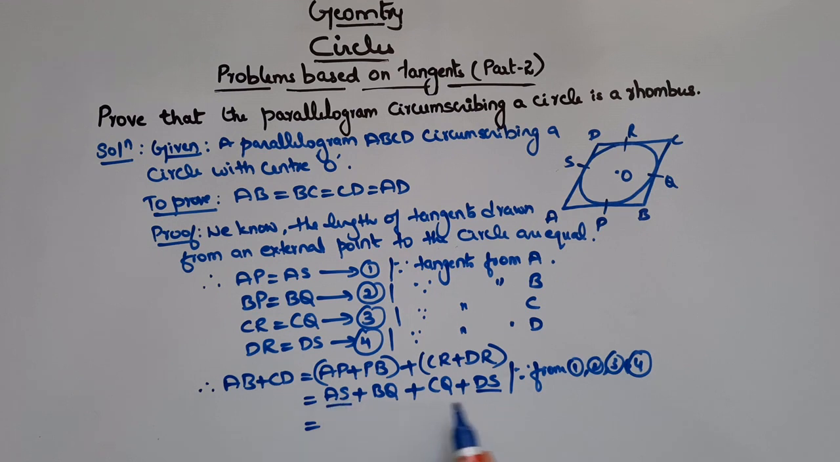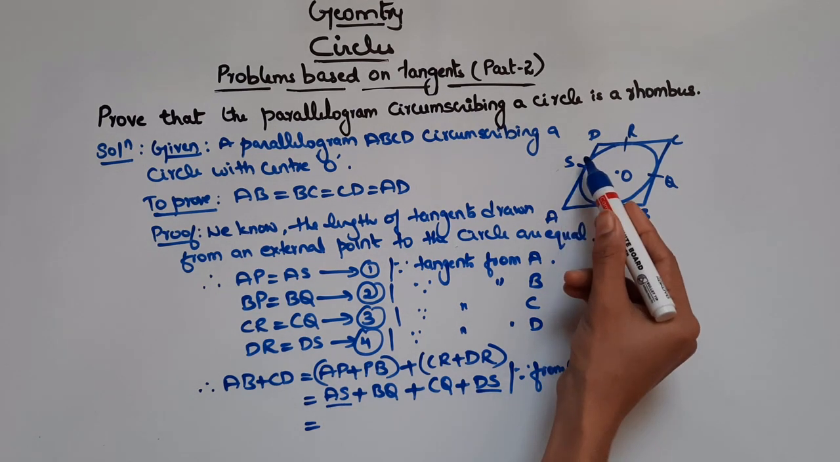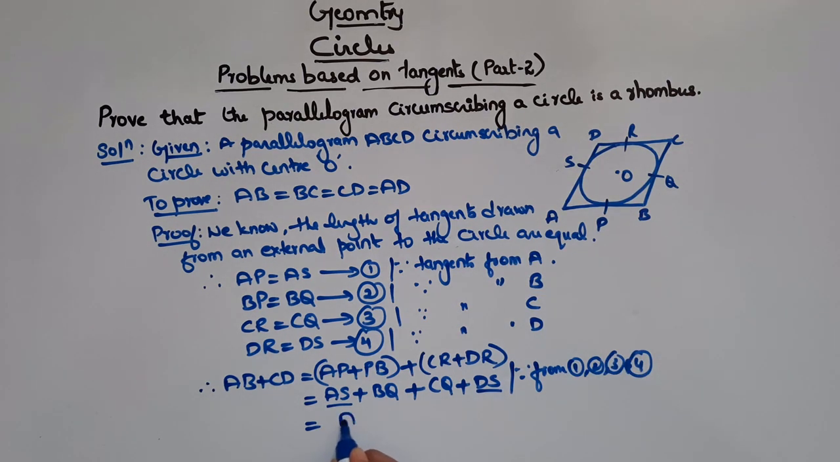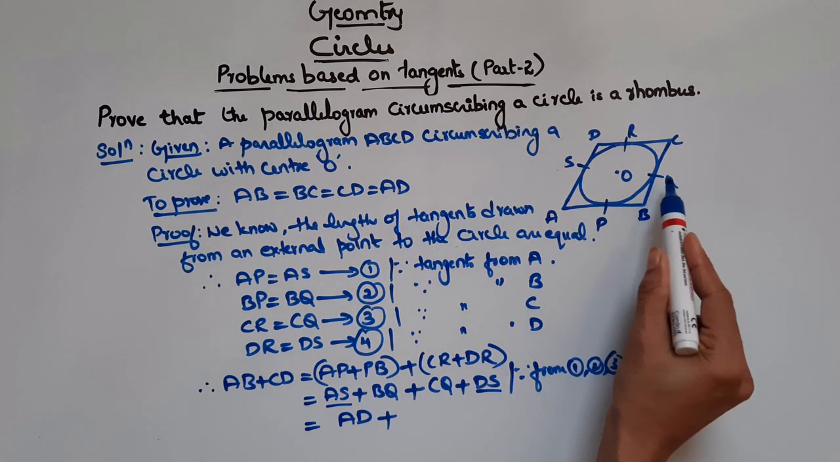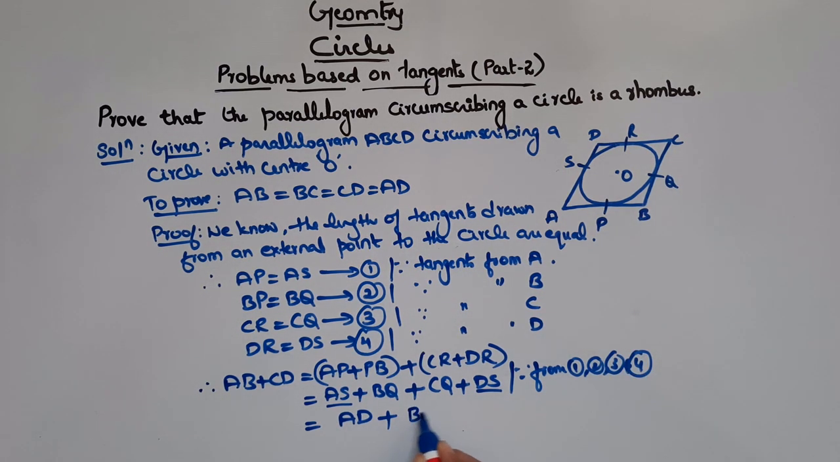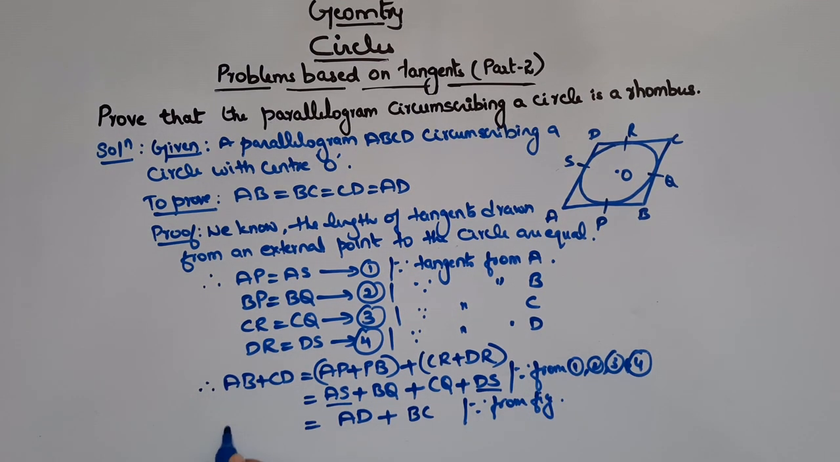Which is equal to, now let's group this and this together. So we have AS plus DS. Here AS plus DS is equal to AD, right? So we can replace AS plus DS with AD, plus, now let's group these two terms, BQ plus CQ. What is BQ plus CQ? That will give you BC, right? Since from the figure. So thus we got AB plus CD is equal to AD plus BC.